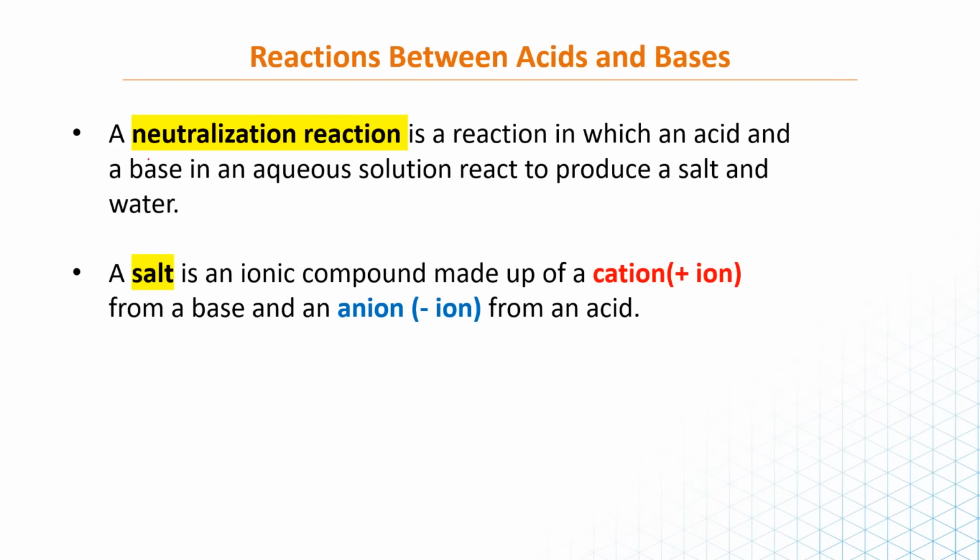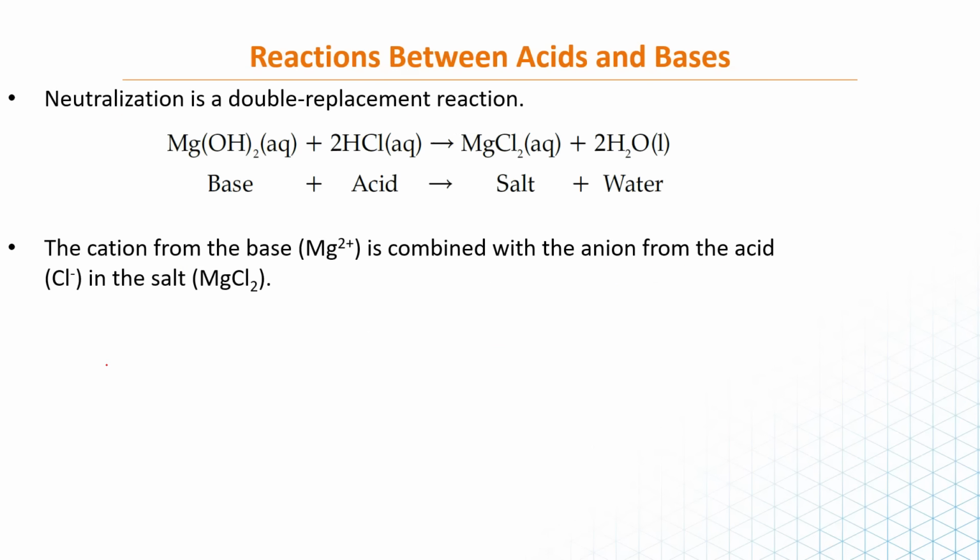So we already talked about the neutralization reaction. And what is a salt? I told you that the salt is an ionic compound made from a cation, a positive ion, that comes from the base, and the negative ion comes from the acid. So for example, in here, this is the neutralization, a reaction between Mg(OH)2 and HCl.